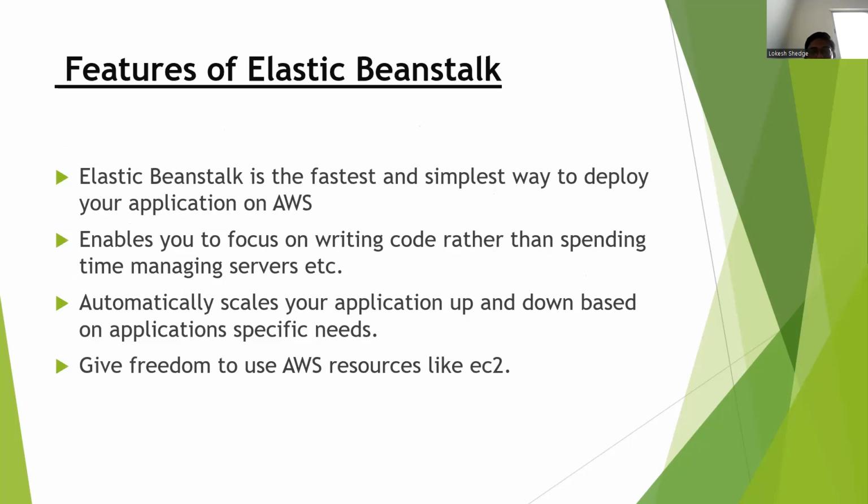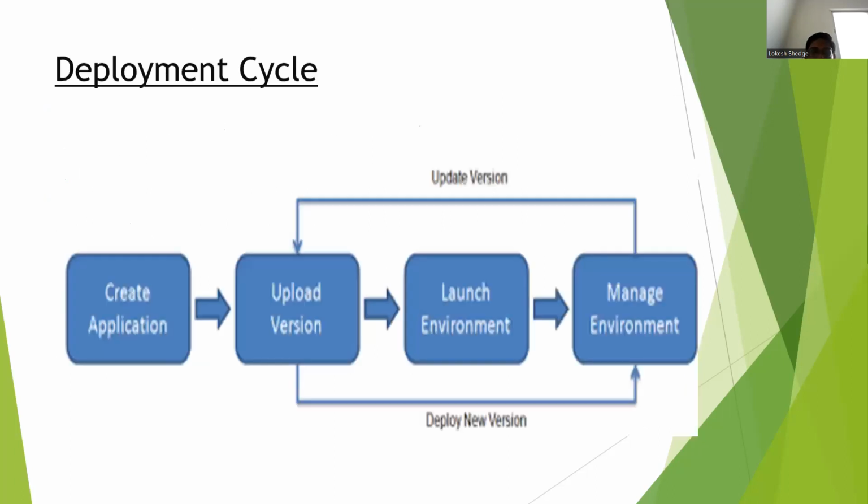So these are the features of Elastic Beanstalk. Elastic Beanstalk is the fastest and simplest way to deploy your applications on AWS. It enables you to focus on writing code rather than spending time on managing servers. It automatically scales your application up and down based on your application's needs. It also gives you the freedom to use AWS resources like EC2. So this is the deployment cycle. First of all, create an application, then upload a version, then launch an environment, and then manage your environment.